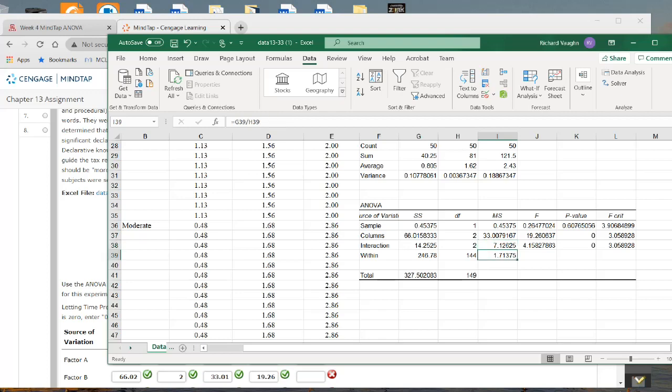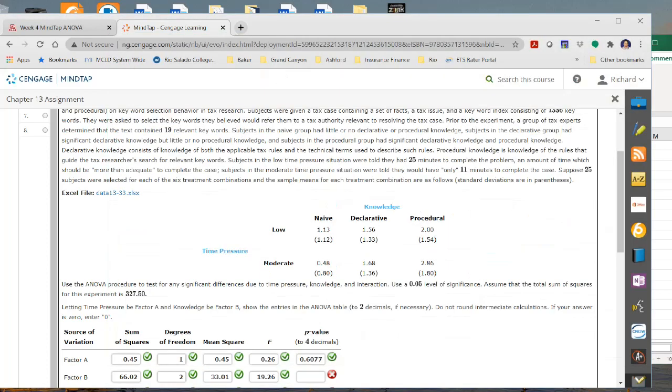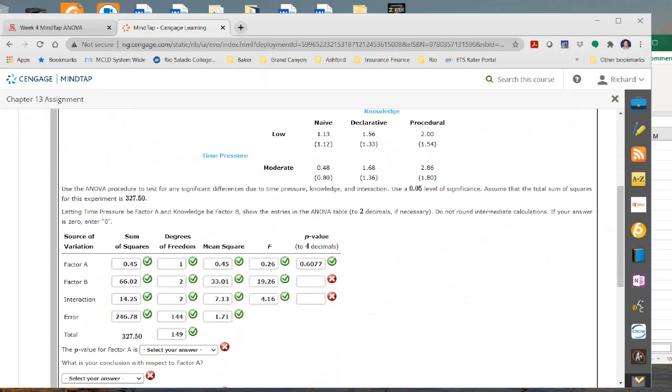This one, however, what I needed to do was take the sum of squares and divide by the degrees of freedom here. So that's why I left these three alone, and then I changed this one to just that quotient of the sum of squares divided by the degrees of freedom, 1.71. And again, as you can see, that turned out to be correct over here.